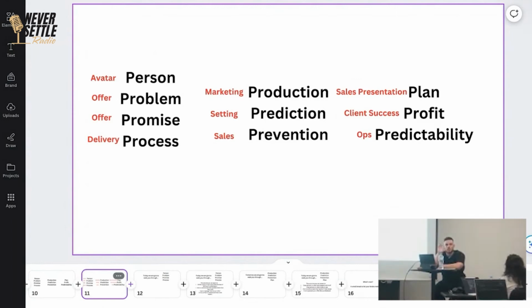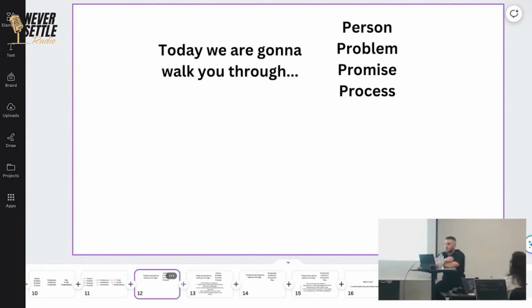Does this help give you guys a little more of a framework as to how it works step by step at the same time too? I've got more to give you as well, but like, this is how it works. So today we're going to go through person, problem, promise, and process.